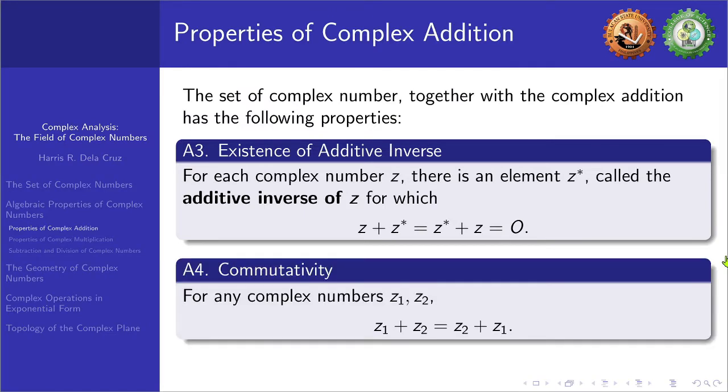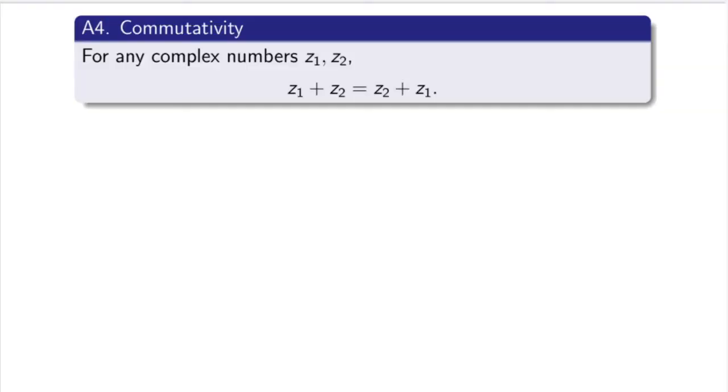The fourth property, A4, is commutativity. For any complex numbers C1 and C2, C1 plus C2 is the same as C2 plus C1. To show commutativity, we will use the same technique as before. We will show that the left-hand side is equal to the right-hand side. So let C1 equal the complex number (x1, y1), and C2 the complex number (x2, y2).